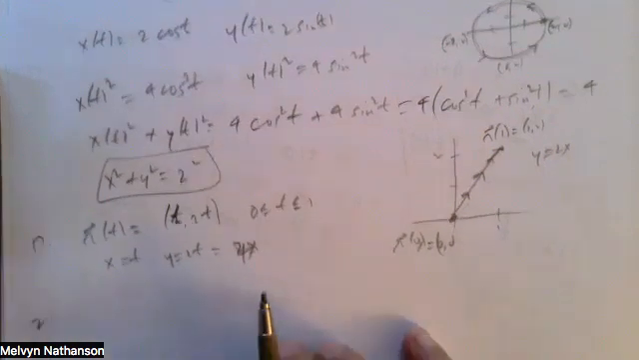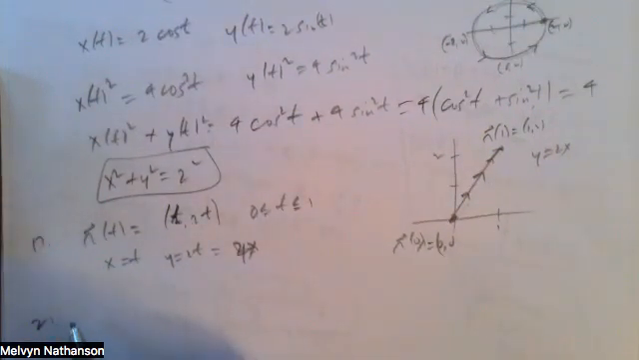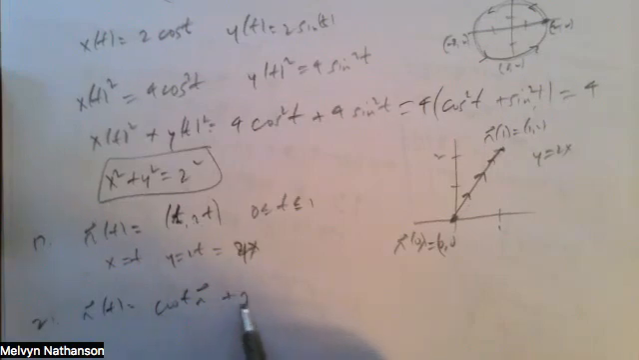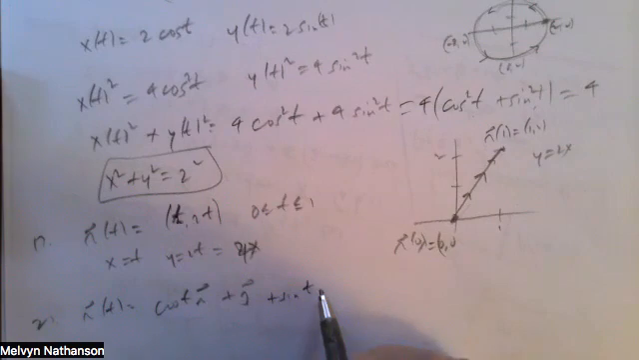Problem 21, you're looking at a curve in space. r of t is cosine t i plus j plus sine t k.